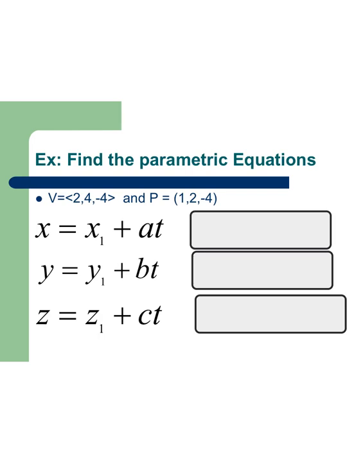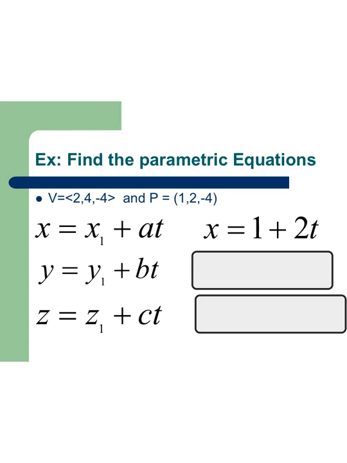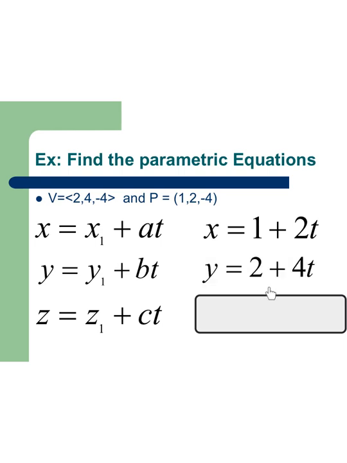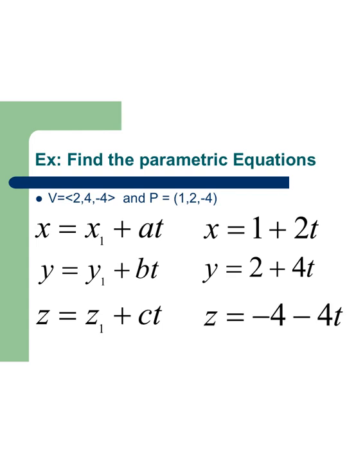What we need to do is identify from the parallel vector and from our point what goes into our parametric equations. For our first equation, x is equal to x1 plus at, where we have the x coordinate of our point and the x component from our vector. So we get the parametric equation x equals 1 plus 2t. Doing the same thing for y, we substitute in the y coordinate of our point and the y component of our parallel vector. Last but not least, we do the same thing with our z values. And here we have the parametric equations for our line.